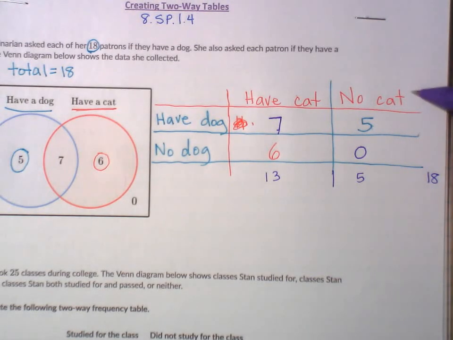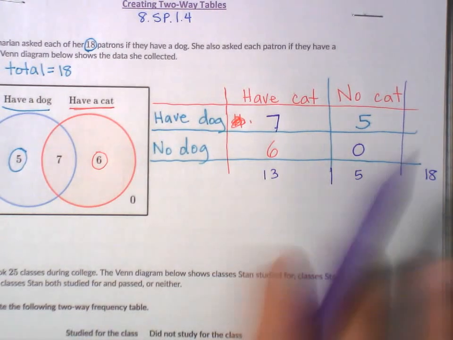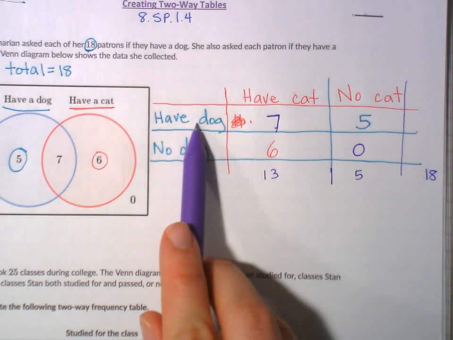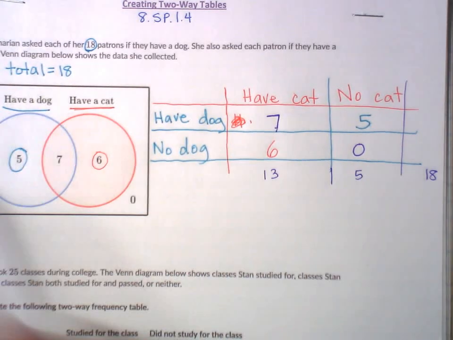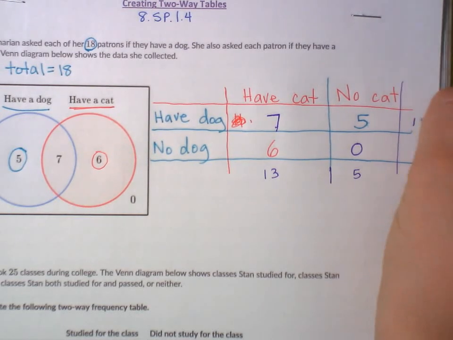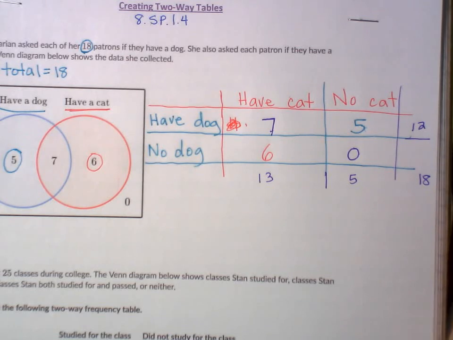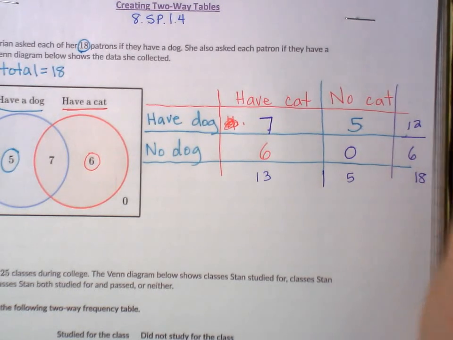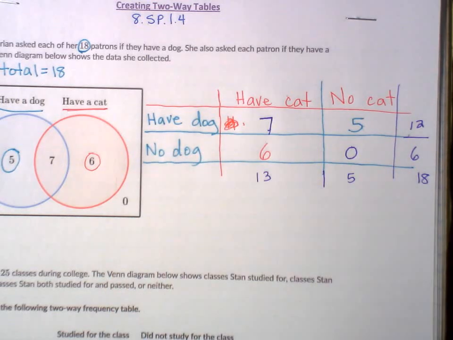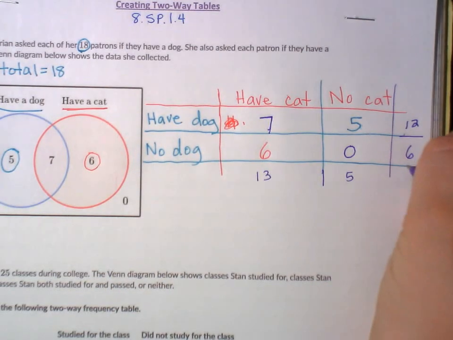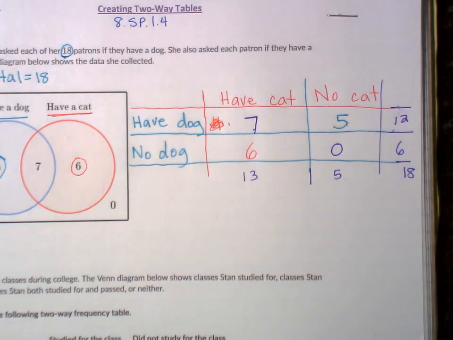Okay, what if we did the other totals? How many people have a dog? Don't even talk about the cats. How many people total have a dog? 7 plus 5. Both the 5 and the 7, they're in the blue circle. 7 plus 5, 12 people have a dog, which means 12 plus what is 18? 6 people better have no dog. Yep, 6 people do not have a dog. All right, so we just created our two-way table about cats and dogs.